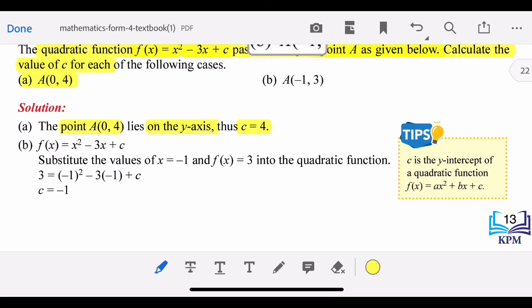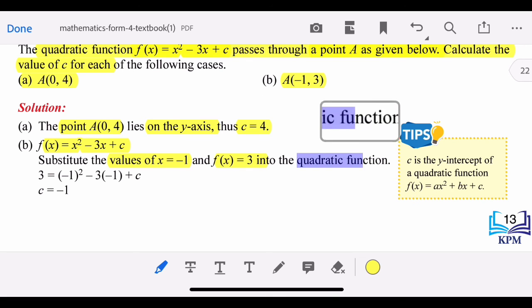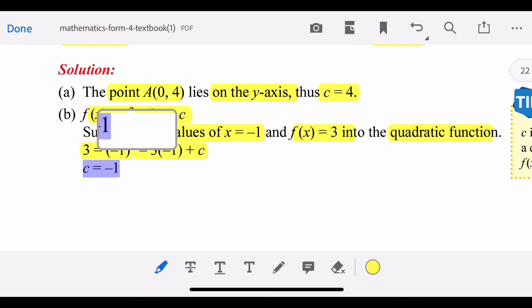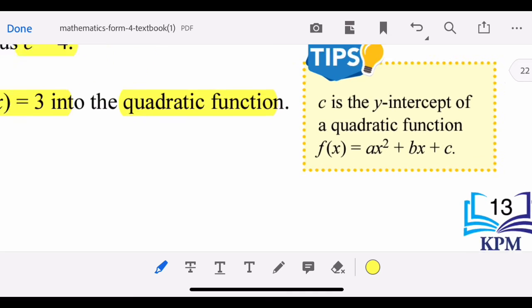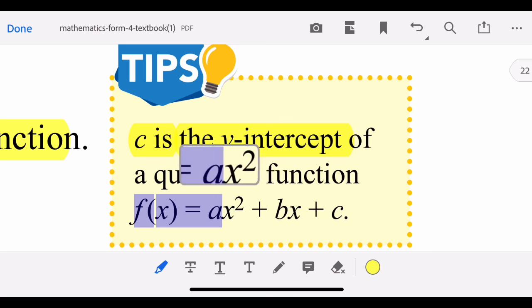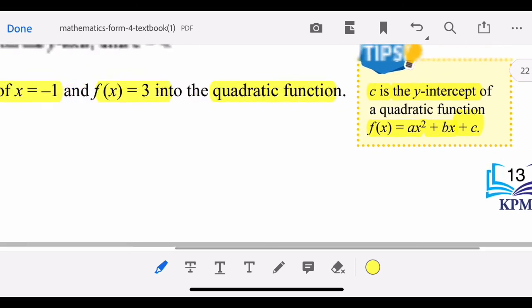For B, (negative 1, 3). For this one, we need to substitute the value of x into f(x), by substituting x equal to negative 1 and f(x) equal to 3 into the quadratic function. And we can solve and find c. It's very simple. So the conclusion is that c is the y-intercept of the quadratic function f(x) equal to ax squared plus bx plus c. Okay, so c is the y-intercept.